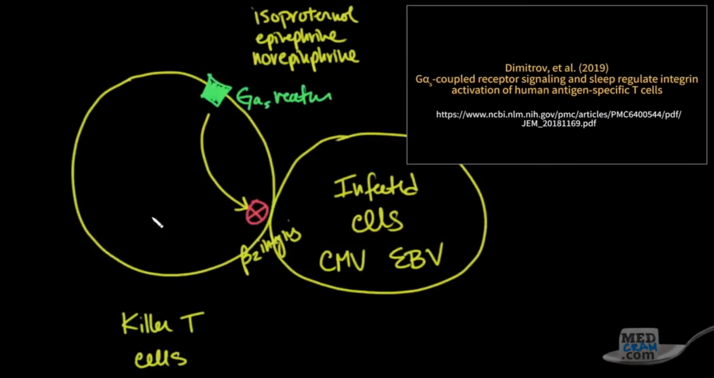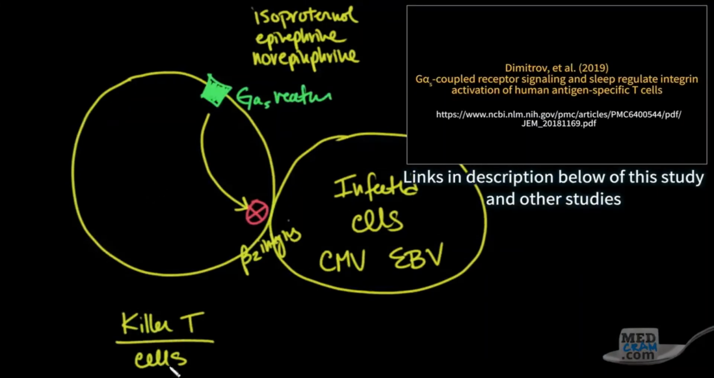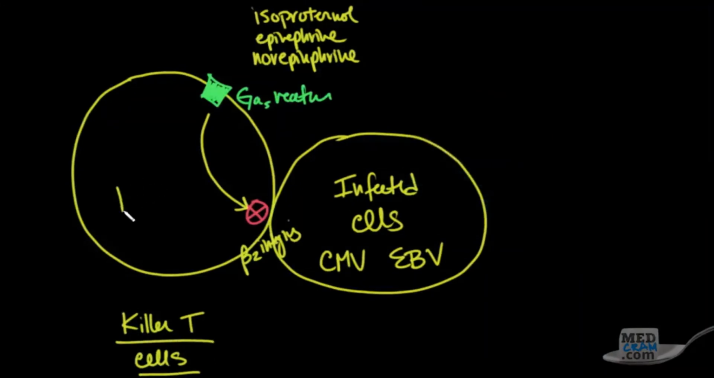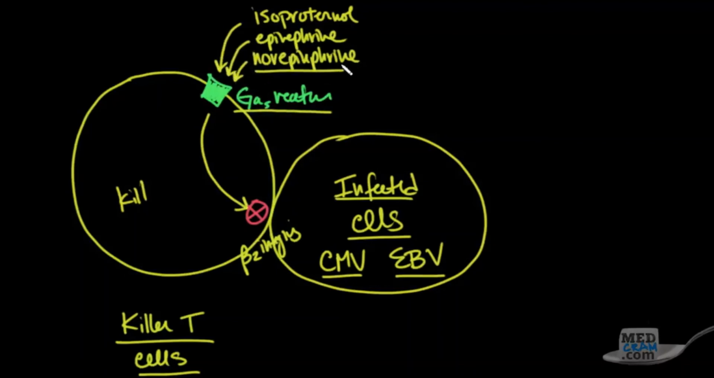Here we have on the left side a cytotoxic T cell. This is the CD8 cells. This is the cells that kill. And here we have an infected cell with either CMV or EBV in the paper. So what they showed was that there is a G protein receptor here on the cell, and when it is activated by either isoproterenol, epinephrine, or norepinephrine, these are hormones typically that are elevated in wakefulness, that this wakefulness hormones would activate this receptor in the killer T cells, and it would cause a inhibition of these beta-2 integrin proteins that allow binding to these infected cells and destruction.